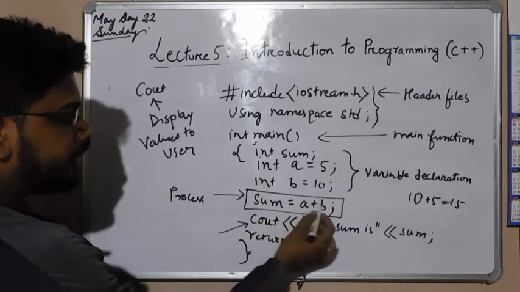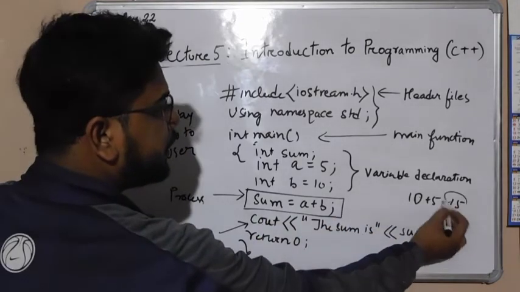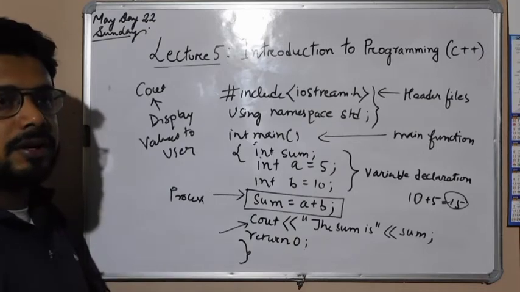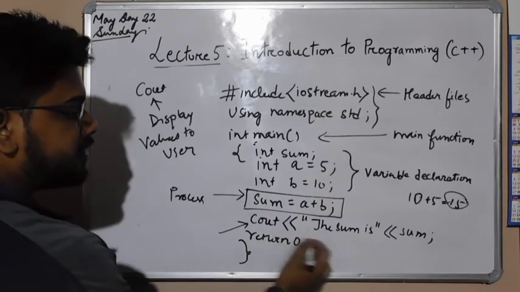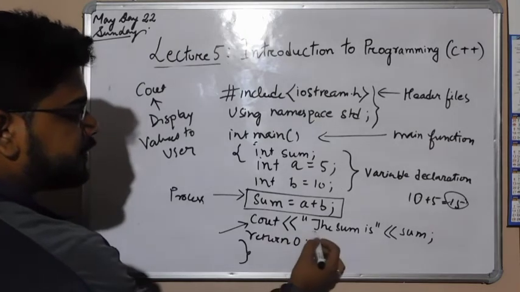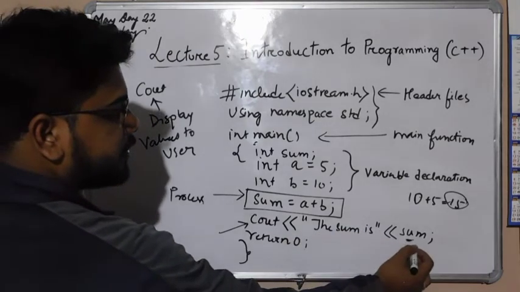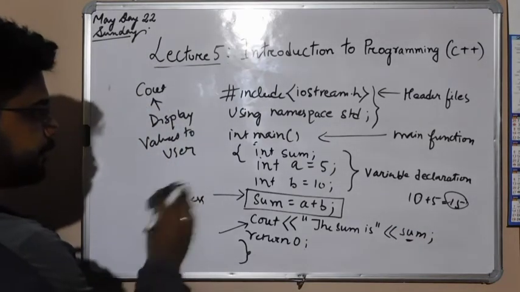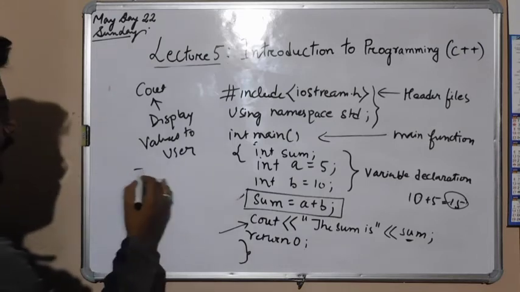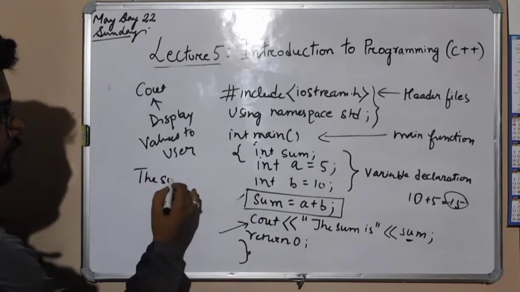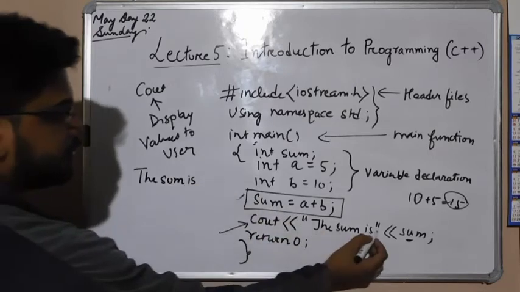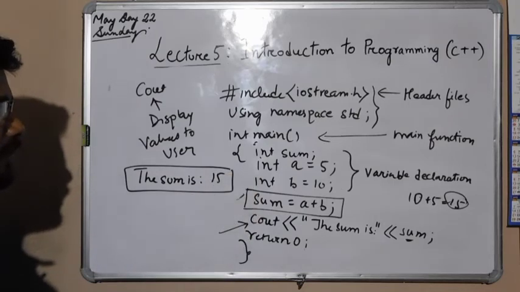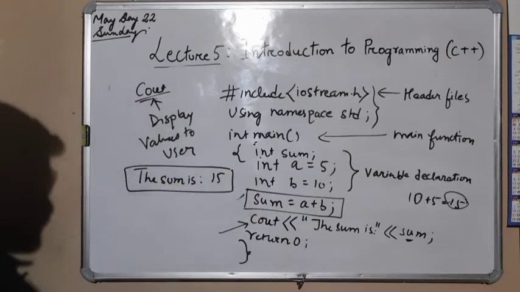Now see, this sum holds the value 15. Now simply you cannot store the sum. You have to display it to the user as a result. So what it will do, this cout statement will display the sum is, and what is the value in sum? 15. So it will be displayed like this: the sum is 15. This is the end result which will be displayed, right? So this cout is used to display values to the user.